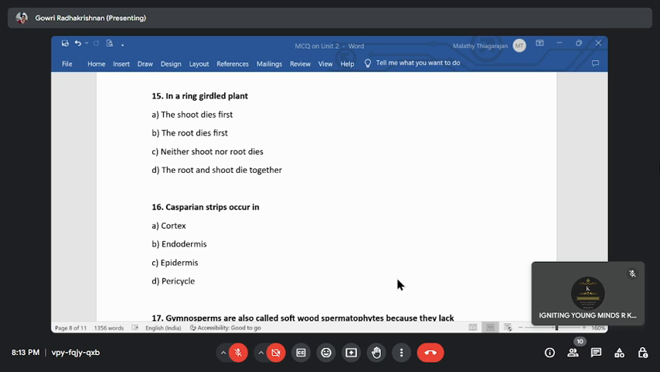See, when you are ring girdling, you are taking the bark and the phloem part of the stem, you are removing it from the stem. So there won't be anything left in the plant. I mean, first the root will die because it can't transport anything. How will it transport? So the root will die first. So with whatever nutrients it has, the shoot will survive for some time. Once the root dies, the shoot will also die eventually.